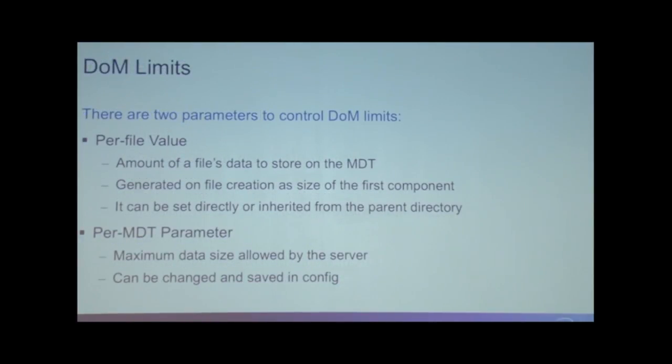As far as the limits that we had mentioned, there are 2 limits. There's a per file limit, which is the amount of file data to store on the MDT for that file. It can be set directly with lfs setstripe, as we have seen, and it also can be inherited from the parent directory. There's also a per MDT parameter, and that's the maximum data size that the server is going to allow for a Data-on-MDT component. And that can be set and saved in the config.